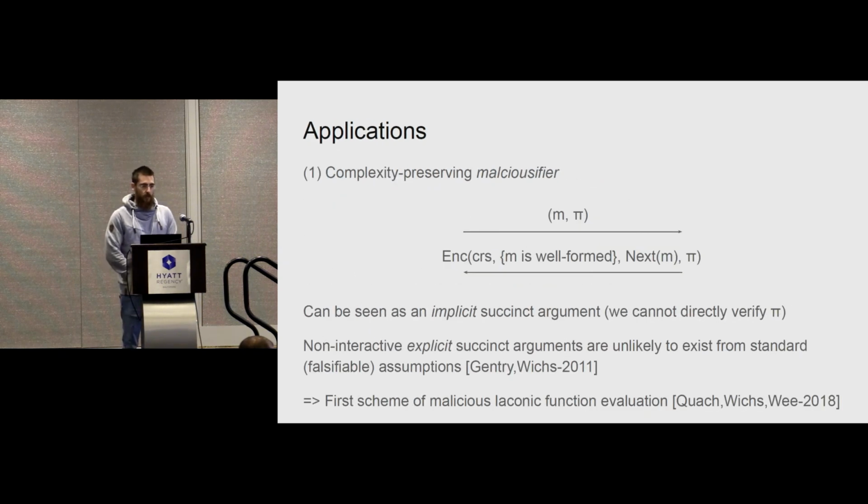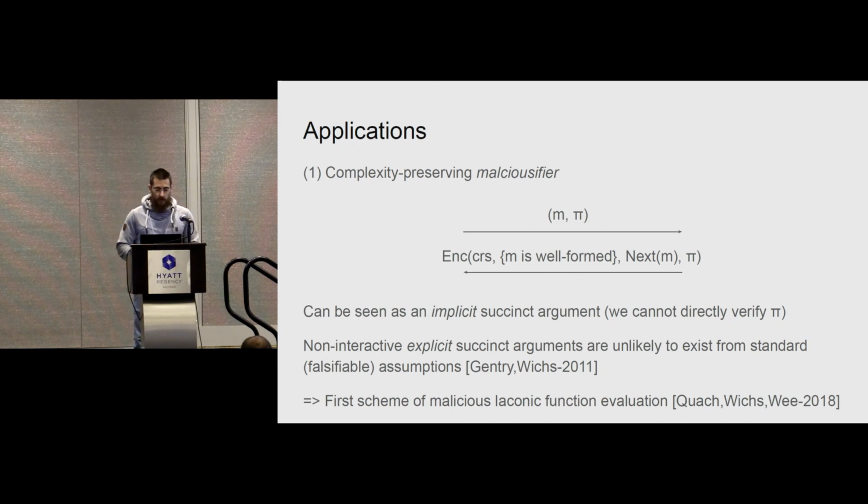Okay, so let's look at an application to motivate this primitive. This can be thought of as a complexity-preserving maliciousifier, and by complexity-preserving, I mean round complexity-preserving, because I do not add any round to the protocol. Communication preserving, in the sense that the proof pi should be very small, so in terms of communication, it does not add much. And computation preserving, in the sense that the party on the right does not have to compute much more, does not have to check the witness relation again.